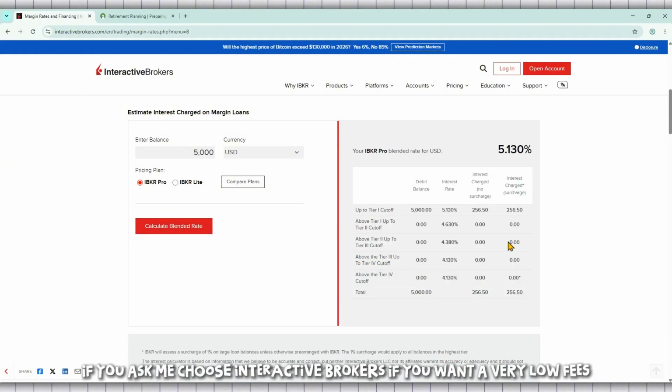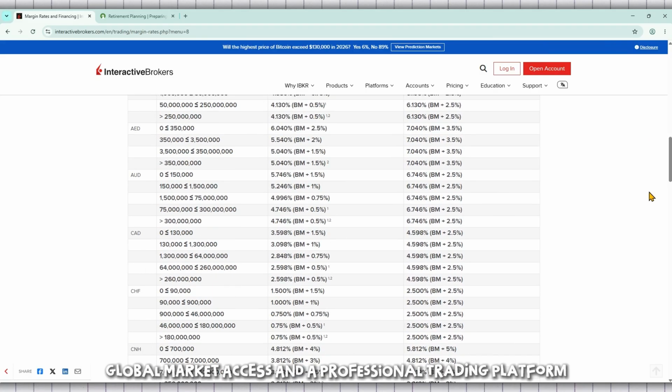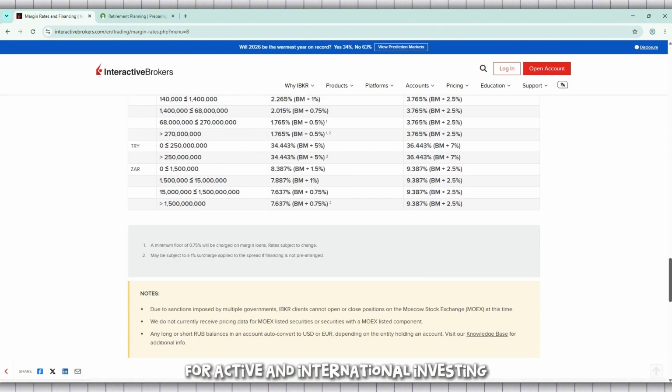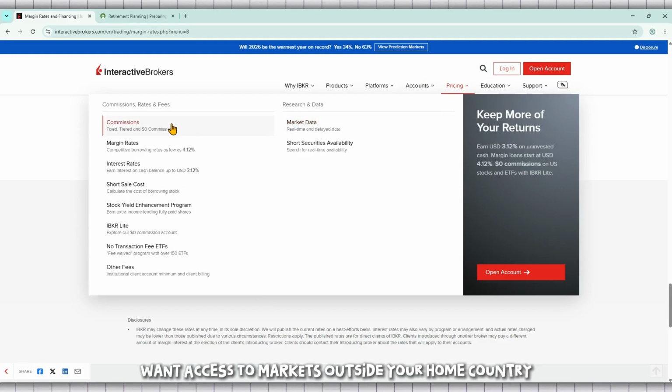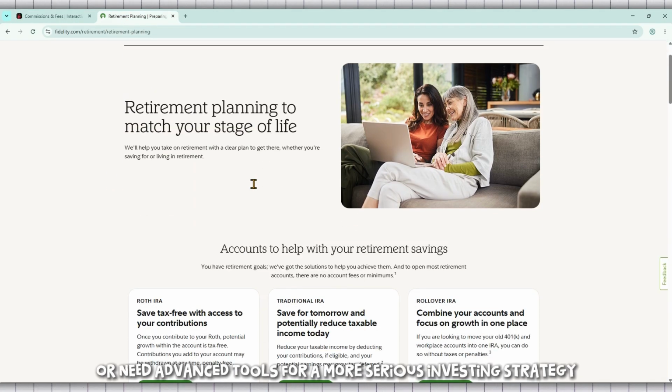If you ask me, choose Interactive Brokers if you want very low fees, global market access, and a professional trading platform for active and international investing. This is a good fit if you trade often, want access to markets outside your home country, or need advanced tools for a more serious investing strategy.